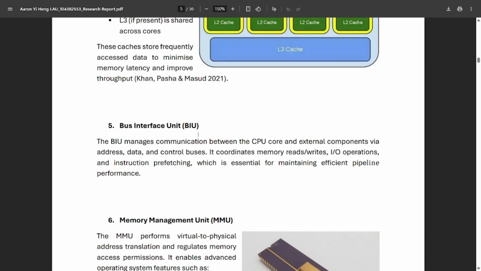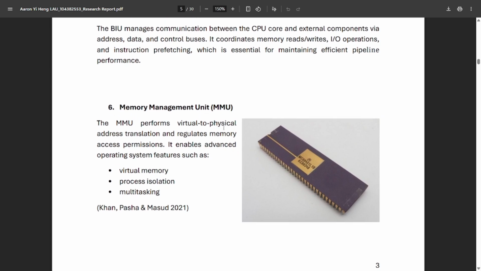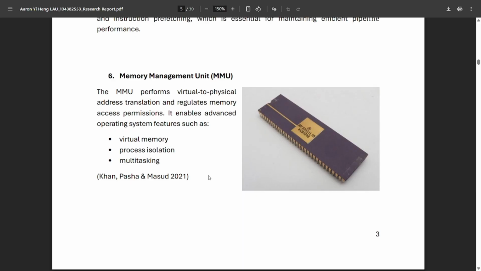Another important component is the bus interface unit, which manages communication between the CPU and external components through the address, data, and control buses. And finally, the memory management unit, or MMU, shown in the diagram, is responsible for translating virtual addresses into physical addresses. It also handles memory protection and isolation, allowing modern operating systems to run multiple processes safely. These components work together to make modern microprocessors fast, efficient, and capable of running complex operating systems.